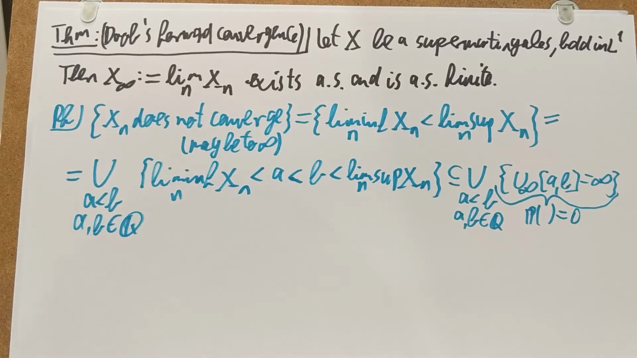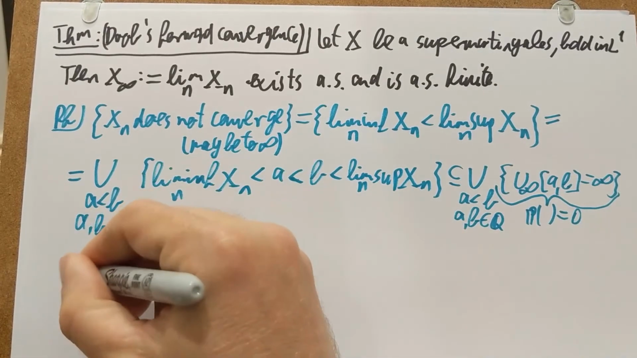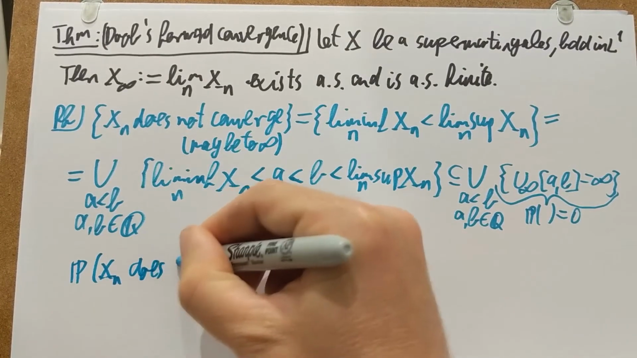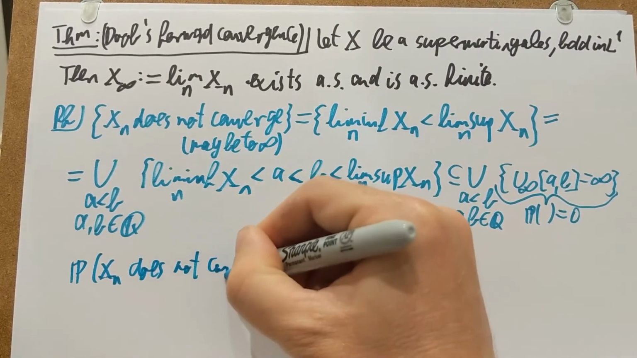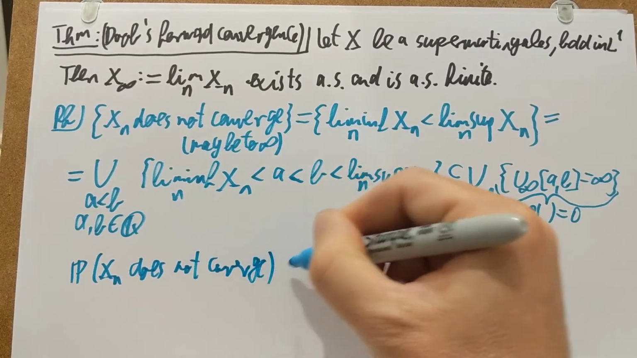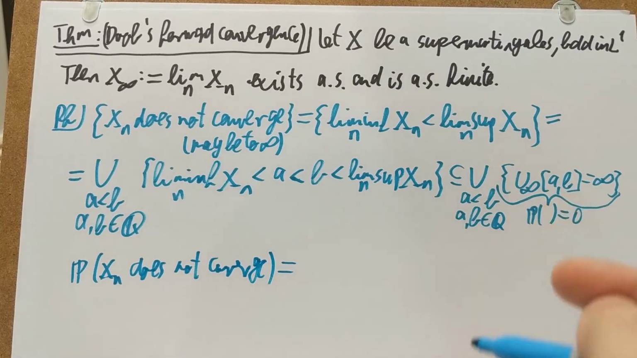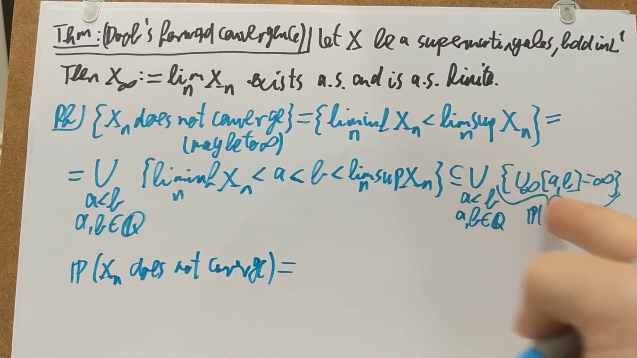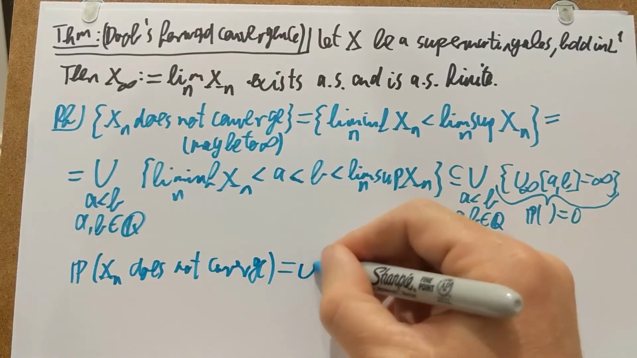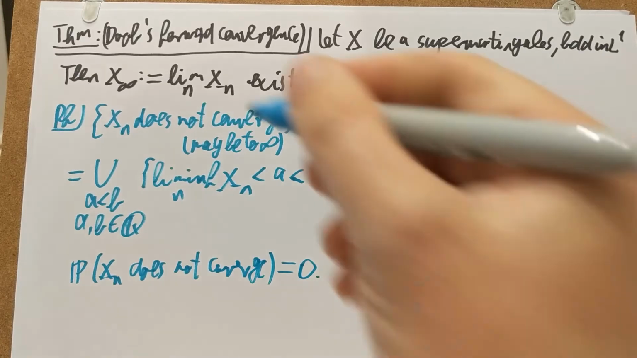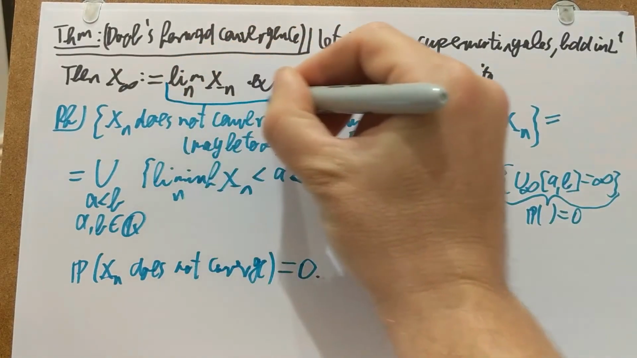So that means that the probability that xn does not converge is bounded from above by the sum of 0 probability events, which is 0. So we conclude that the probability that xn does not converge is 0. In other words, we did prove at this point that this limit exists almost surely.